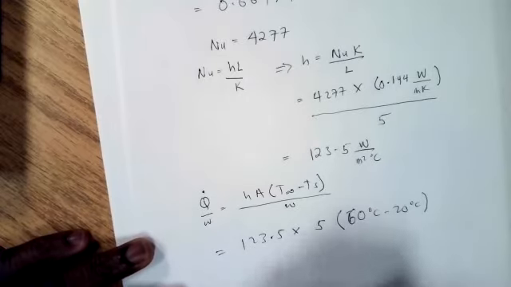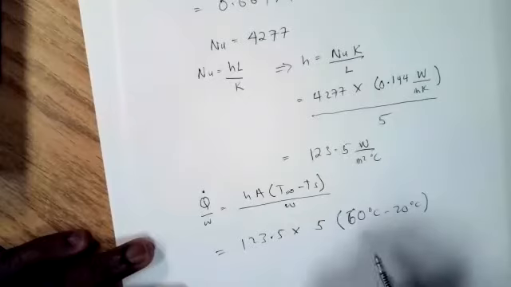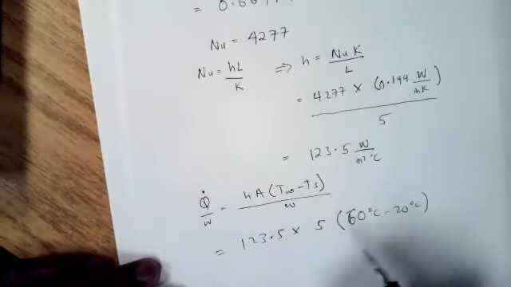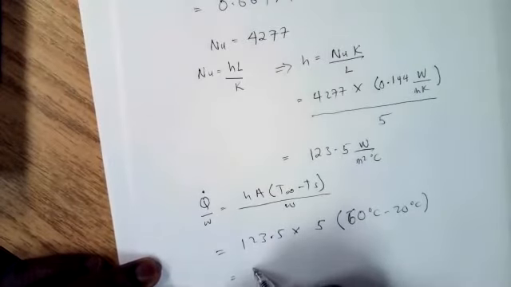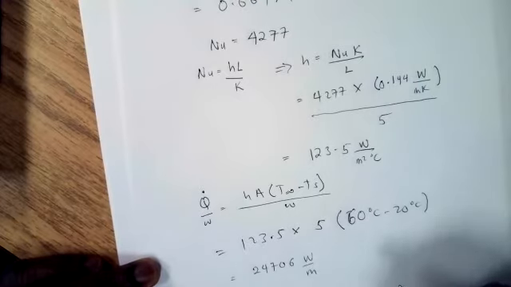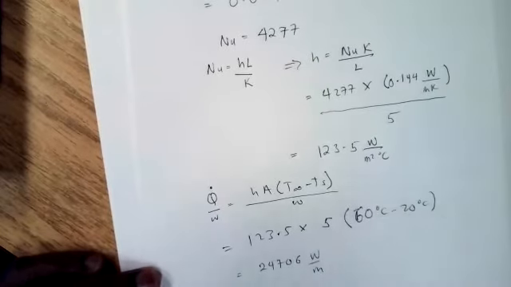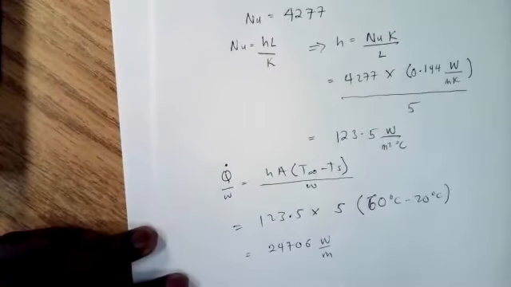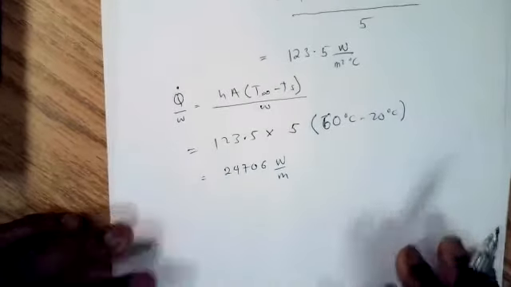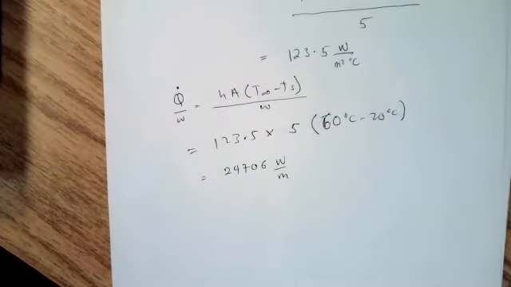If we compute this now, we get 24706 watts per meter, since we're dividing by the width. So this is our answer. You can simplify it by converting it to kilowatts. All right, so that's for the example.